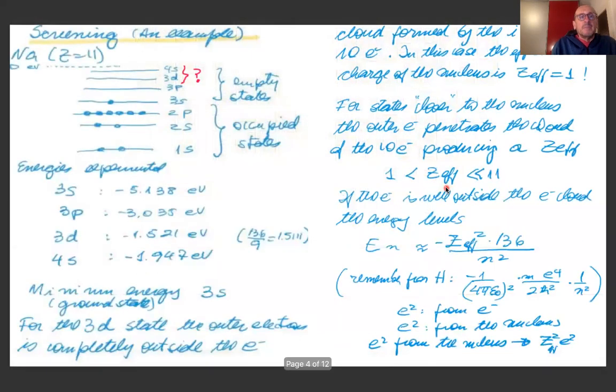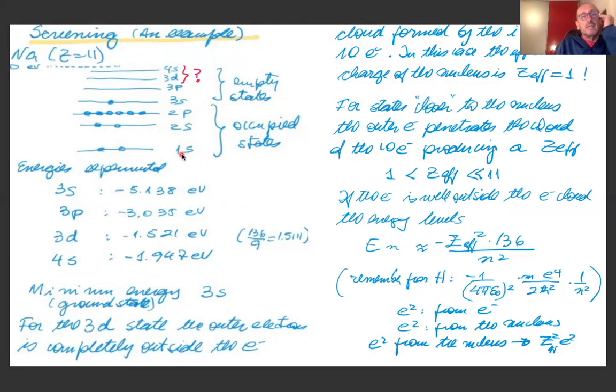Okay, so I would like to get into more details about an example that has to do with screening, and this is the screening in the case of sodium, which has Z equals 11. I have here a graphical picture of how this could look. So I have here the energy levels, and I'm just putting in the number of electrons that go into each one of the configurations.